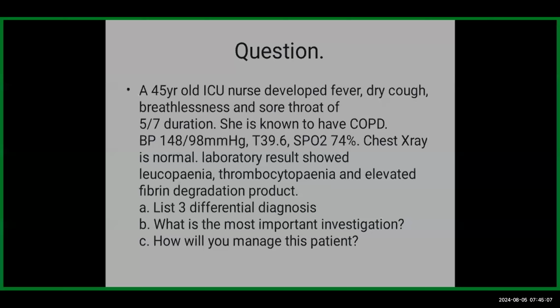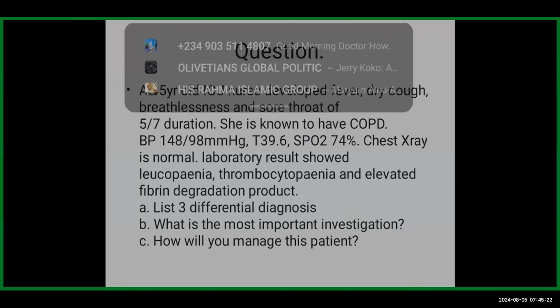The blood pressure was 148/98 millimeters of mercury. Temperature was 39.6 degrees Celsius. Saturation was 74%. Chest X-ray was said to be normal. Laboratory results showed leukopenia, thrombocytopenia, and elevated fibrin degradation products. The question is: list 3 differential diagnoses.